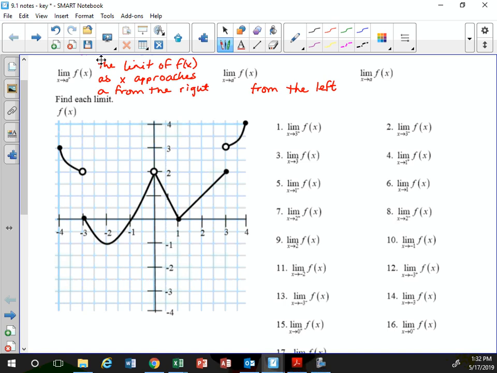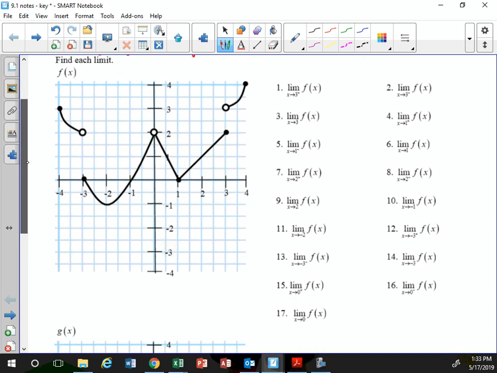Okay, then the last one, there's no little plus or minus. So that's just the limit of f of x as x approaches a. What you're doing on that is seeing if the left and the right match. And again, we'll go through that in the examples, and I promise that will make sense to you. If your limit from the left and your limit from the right are the same thing, then the limit is that number. Again, you'll see it in the examples. It'll make sense.